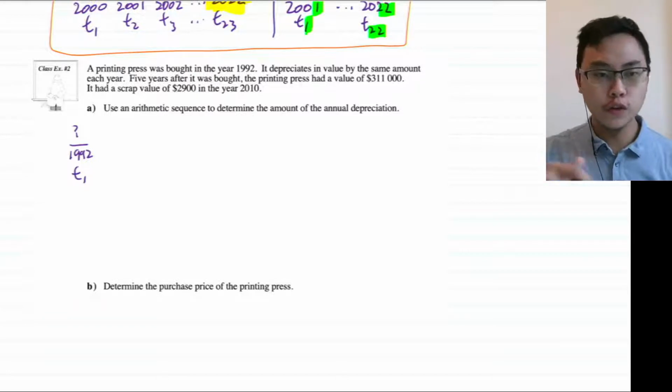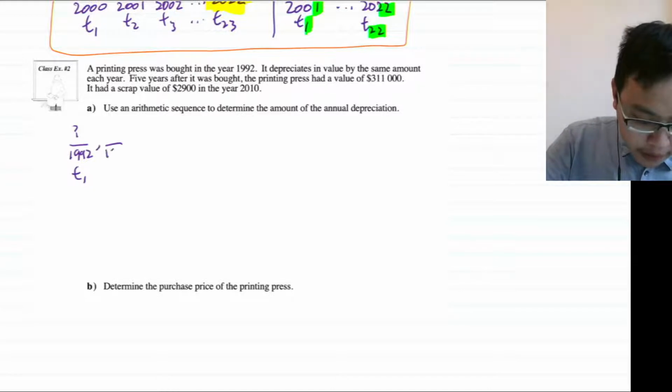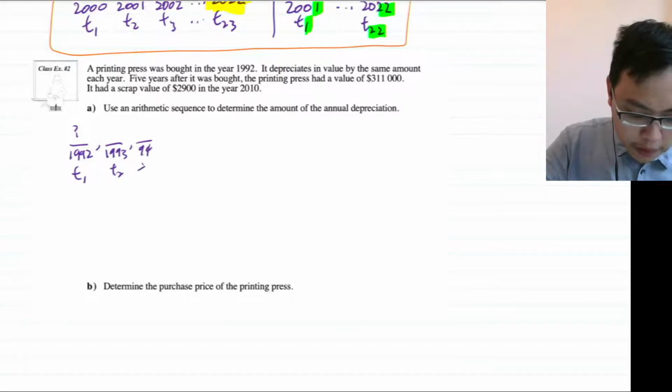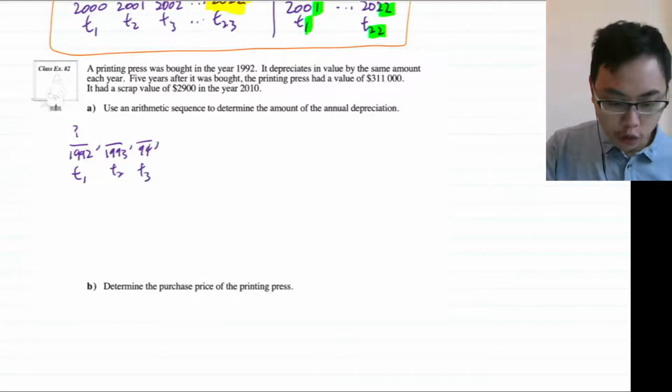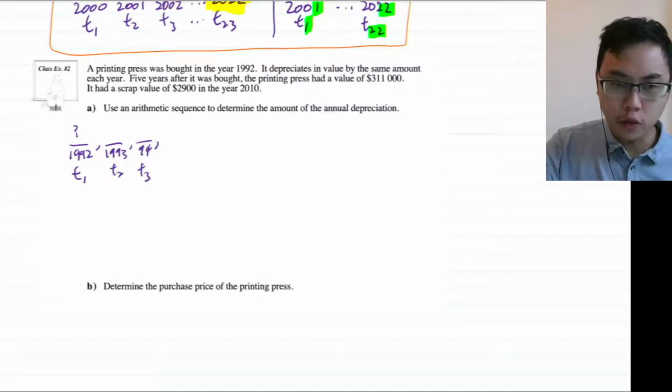If you prefer to use 1 year later as T1, go ahead and do that. That's your personal preference. And so in 1993, that's going to be T2. And then in 1994, that's going to be T3, and so on. And now I can notice that every single year number is going to be one bigger than the term number.